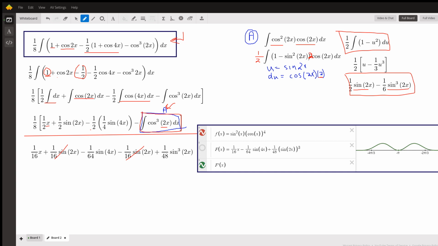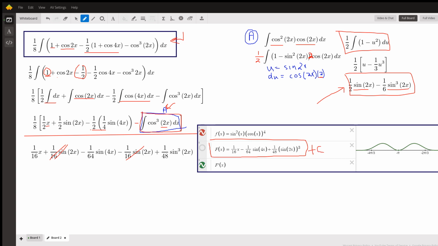Okay, and so I'll start distributing the 1/8: 1/16 x, 1/16 sine of 2x. This is 1/8 here, multiplied by 1/8 is minus 1/64 sine of 4x. And now we're going to subtract this and multiply by 1/8. So minus 1/16 of 2x plus 1/48 sine cubed of 2x. These 1/16 sine 2x terms combine to 0. And there's your antiderivative right there. And I could have put a plus C here.